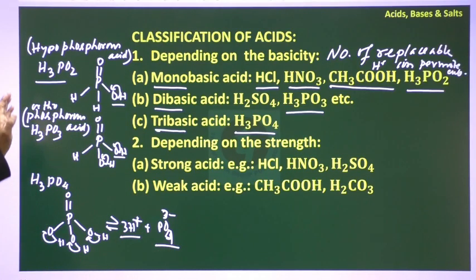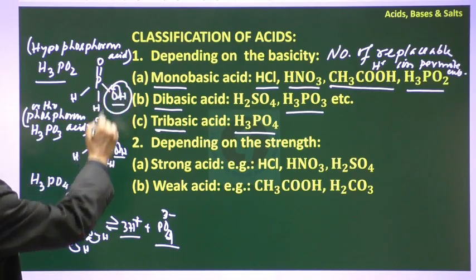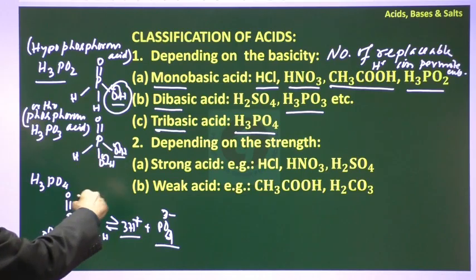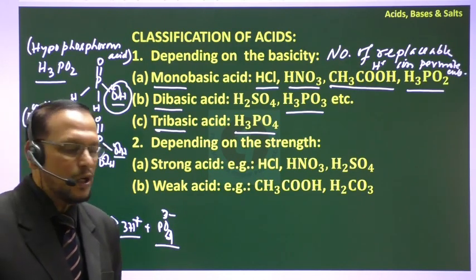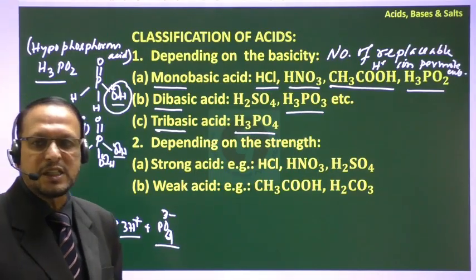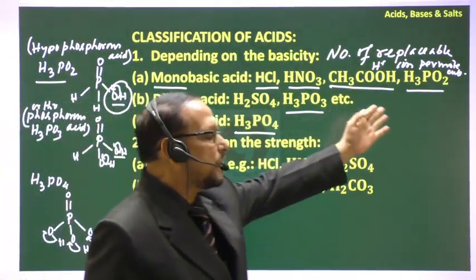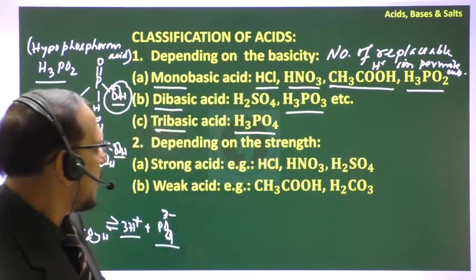Now, I repeat once again, H3PO2 contains only one OH, that's why it is a monobasic acid. H3PO3 contains 2 OH and it will give 2 H plus, so it is dibasic. H3PO4 will give the 3 H plus, that's why it is a tribasic acid. I think it is clear. The question may come, whether H3PO2 is monobasic, dibasic or tribasic. Although it contains 3 hydrogens, it is a monobasic acid.